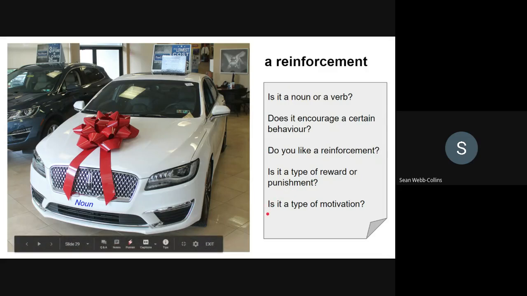And the last one, is it a type of motivation? Well, again, this question's not very good for this word. But I suppose that going back to the example of the animals, if you give a treat to an animal, you are reinforcing good behavior, so you're motivating them to improve their behavior. So yes, I suppose reinforcing good behaviors with treats can be a type of motivation.